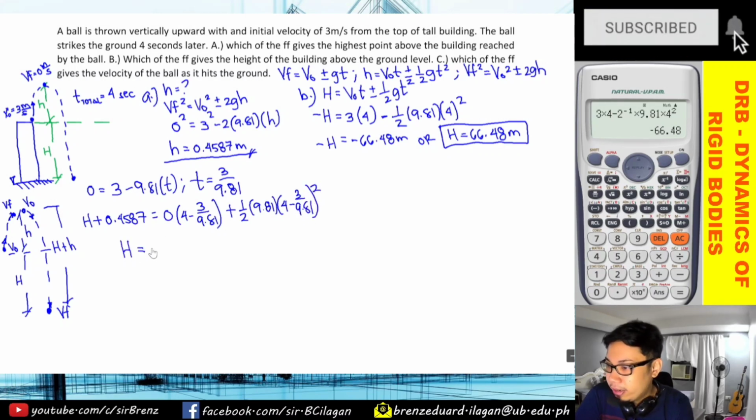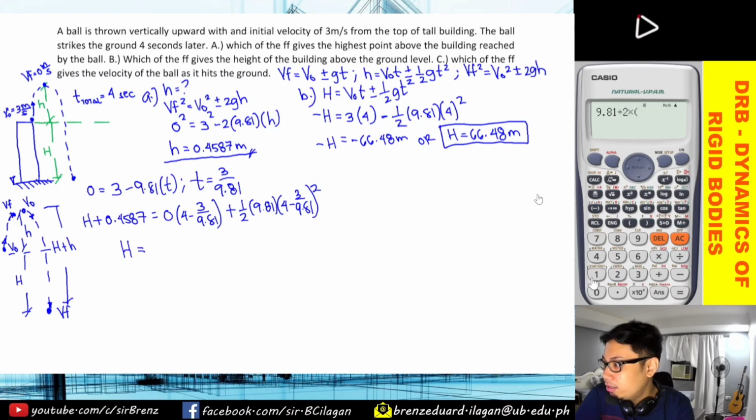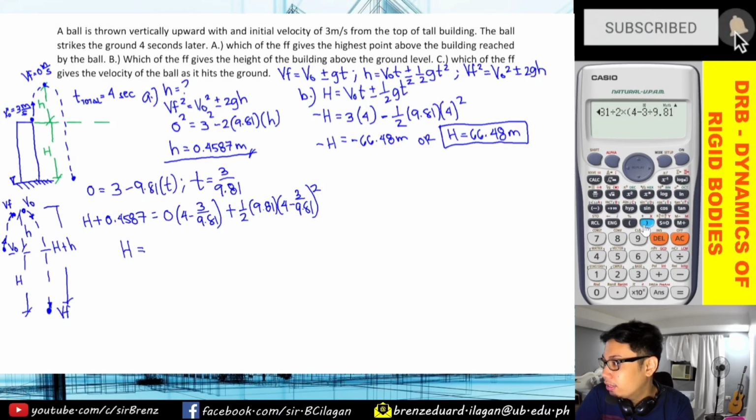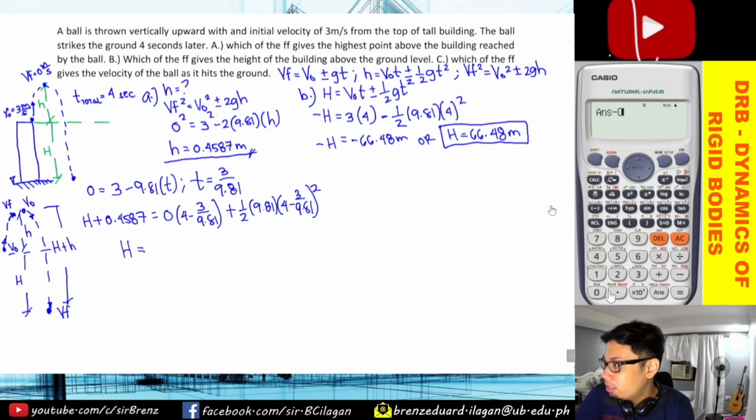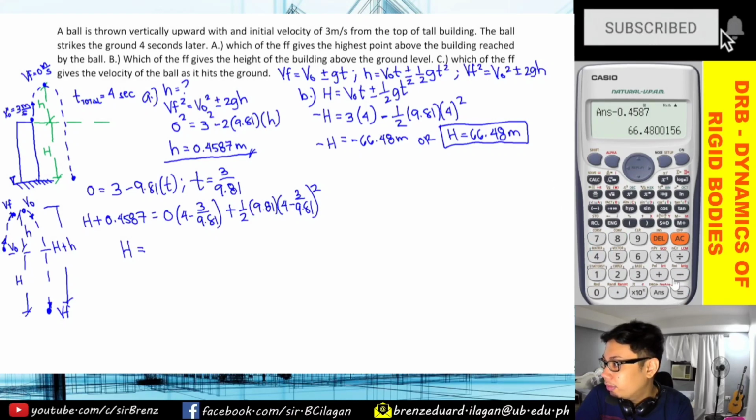Okay, so pareho lang dapat na lalabas sa sagot yan. So pindutin lang ulit natin sa calculator. So 9.81 divided by 2 times the quantity of 4 minus 3 divided by 9.81 squared. And then, yan o, 66.9387. So, minus mo pa yung 0.4587. So, 66.48. So, pareho lang.